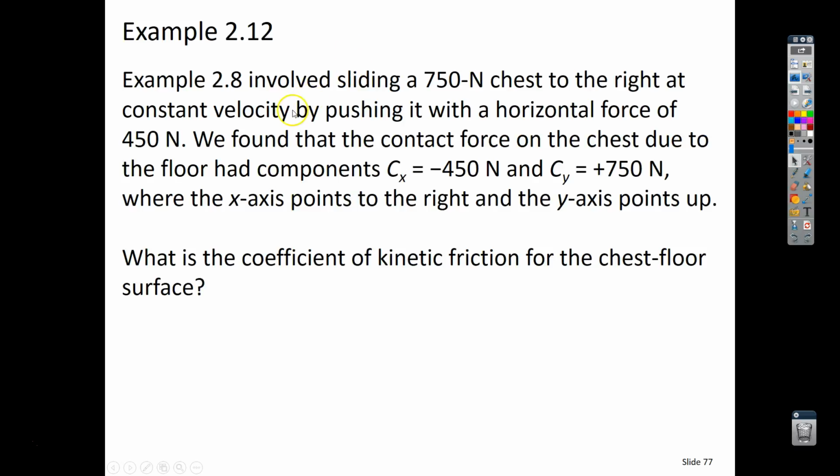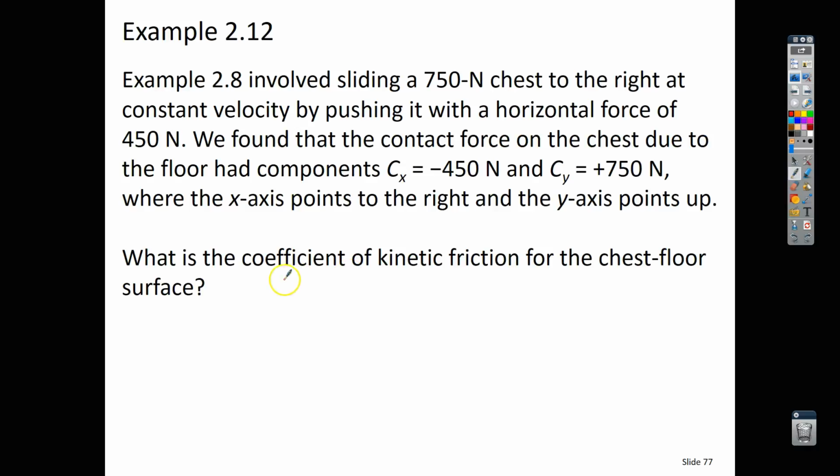This is example 2.12. In example 2.8, we had a sliding 750 Newton chest. It was moving to the right at a constant velocity by pushing on it with a force of 450. We found out that the contact force in the x direction was negative 450, and for the normal force it was positive 750. So here they want to know what is the coefficient of kinetic friction for the chest floor surface.